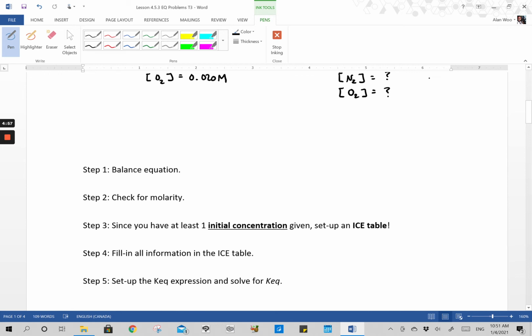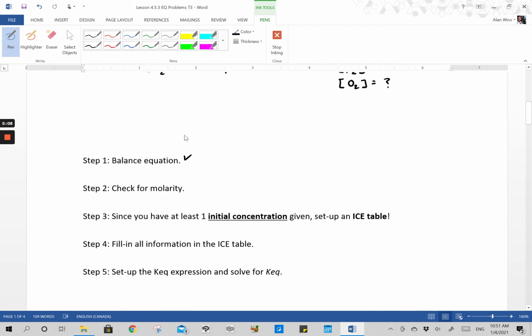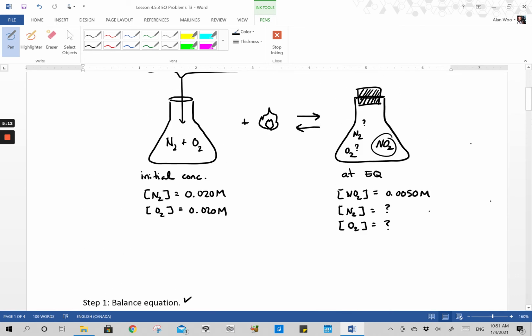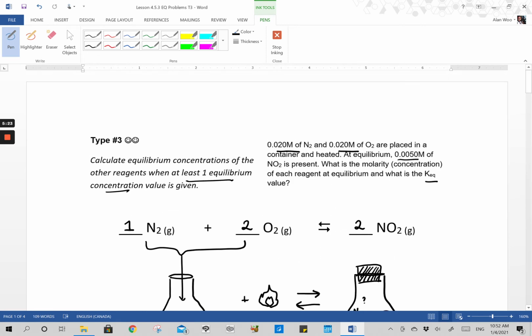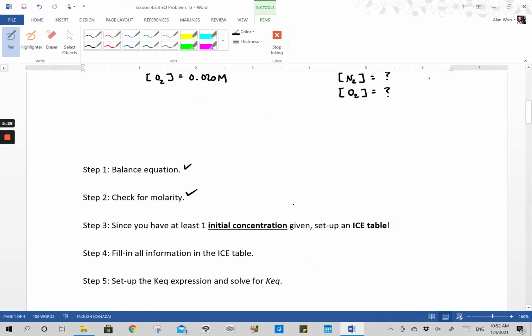Step 1 is to always balance your chemical reaction, which we did. Step 2, check for molarity. Okay, so what I mean is, is everything in molarities? Because sometimes I give you moles, and if it's in moles, you have to convert it to molarity. So everything that we are given in the question is actually in molarities already, so we don't need to convert. So this is done. So now you're on to step 3. Now we have at least one initial concentration given.